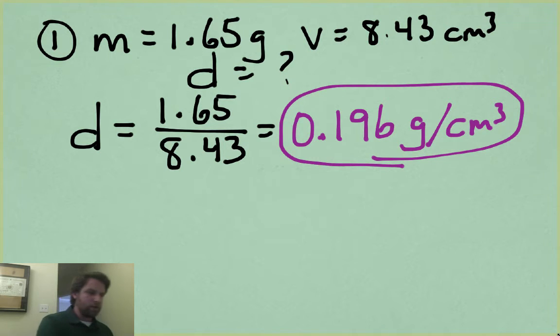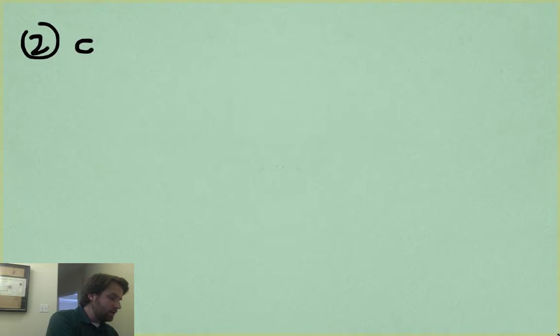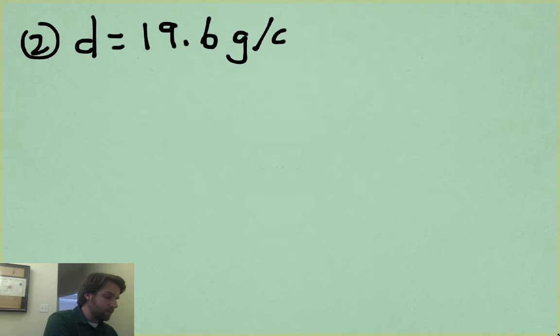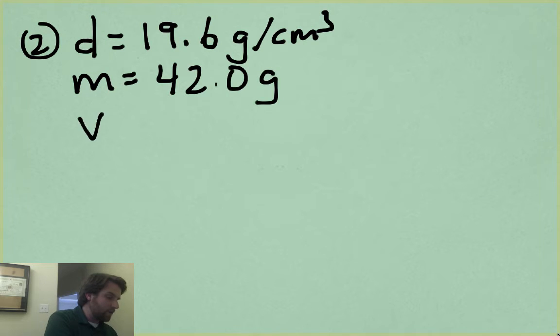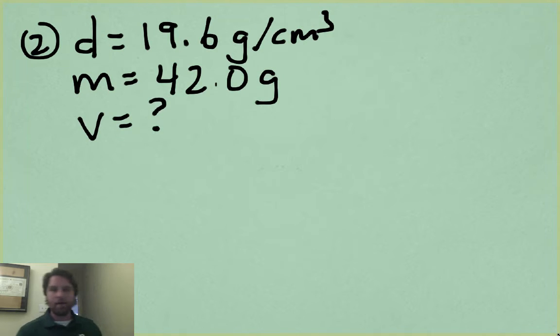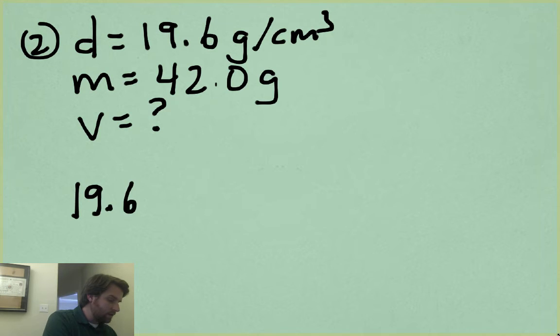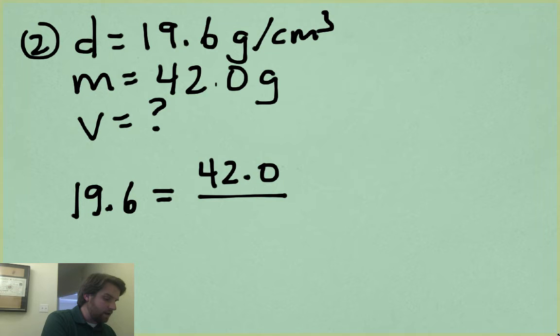But what if it gets a little bit trickier? Let's suppose in our next problem that we are given the density of a substance as 19.6 grams per cubic centimeter. We are also given a mass of 42.0 grams to be exact. We want to know what the volume is in cubic centimeters. It's very simple. You just set up your equation like before. Density, D, is 19.6 equals mass, 42.0, divided by volume. We don't have volume. That's still a variable here.